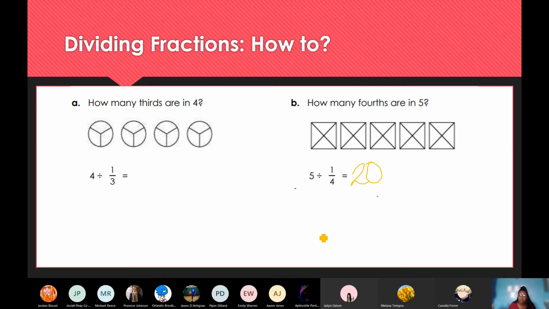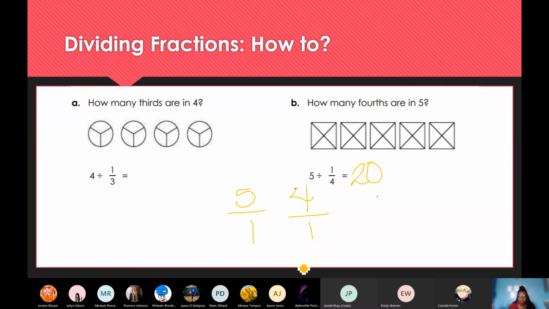Let's prove our answer. Step 1, what's my step 1 when dividing with a fraction and a whole number? Make a whole number a fraction. Very good, Emily. Thank you. We're going to make that whole number a fraction. Step 2. Find the reciprocal. Very good. We remember we're just flipping that second fraction.